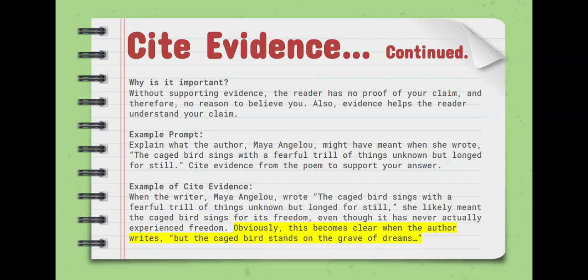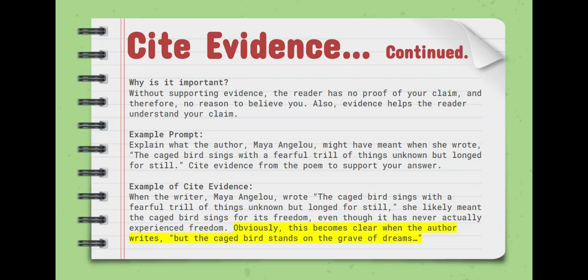Explain what the author Maya Angelou might have meant when she wrote, "The caged bird sings with a fearful trill of things unknown, but longed for still." Cite evidence from the poem to support your answer. Here is our slowly growing paragraph. Example, cite evidence. When the writer Maya Angelou wrote "The caged bird sings with a fearful trill of things unknown, but longed for still," that's our restated question, she likely meant, this is me answering the question, the caged bird sings for its freedom, even though it has never actually experienced freedom.